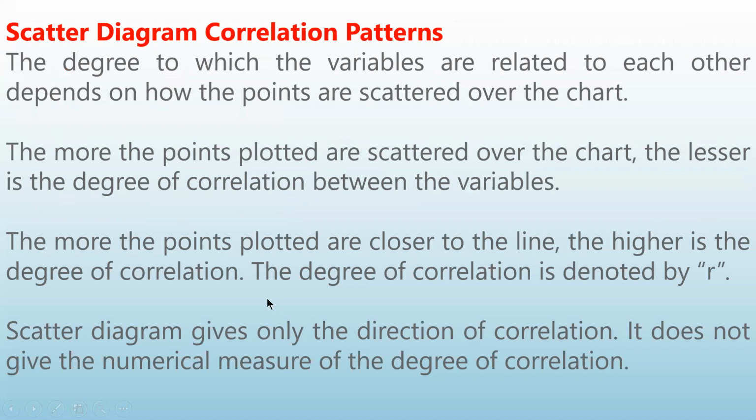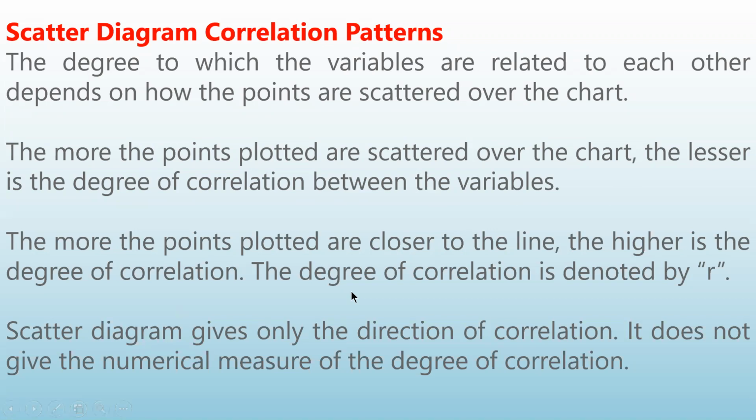So the same thing which I had explained to you, I have written here. Scatter diagram correlation patterns. The degree to which the variables are related to each other depends on how the points are scattered over the chart. The more the points plotted are scattered over the chart, the lesser is the degree of correlation between the variables. The closer the plotted points are to the line, the higher is the degree of correlation. So if the points are close to each other, the degree of correlation is more. If they are scattered over the graph, then the degree of correlation will be less.